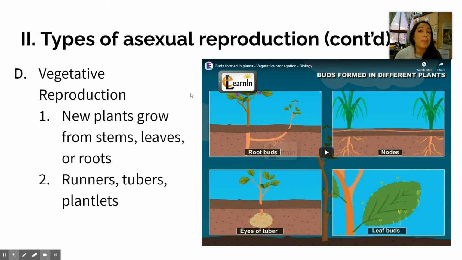What's important to remember about plants is that a lot of plants can reproduce asexually or sexually by combining their genes with another plant, typically through pollination. But anytime we're talking about runners or plantlets or a plant that will create tubers like a potato, then we're talking about some kind of vegetative reproduction.